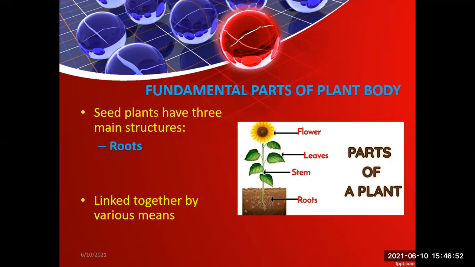There are fundamental parts of the plant body. Generally, seed plants have three main structures: roots, stems, and leaves, which are linked together by various means. The roots, stem, and leaves are known as the fundamental structures. This plant shows four structures. However, these three are fundamental, whereas the fourth structure, the flower, is produced after the development of the three fundamental structures of the plant.